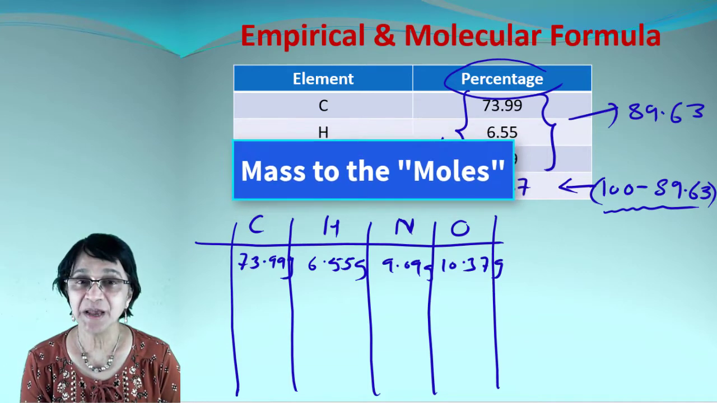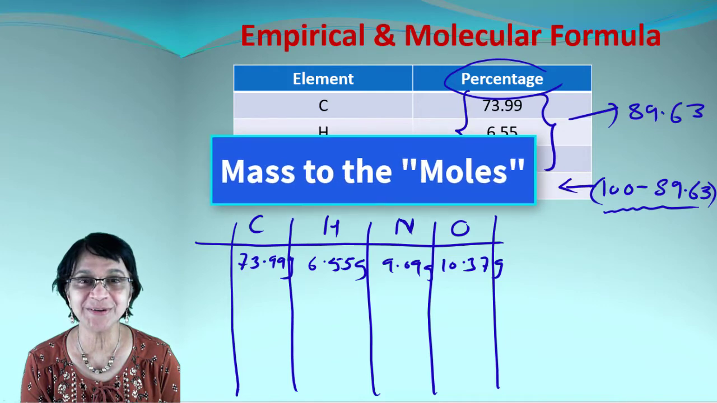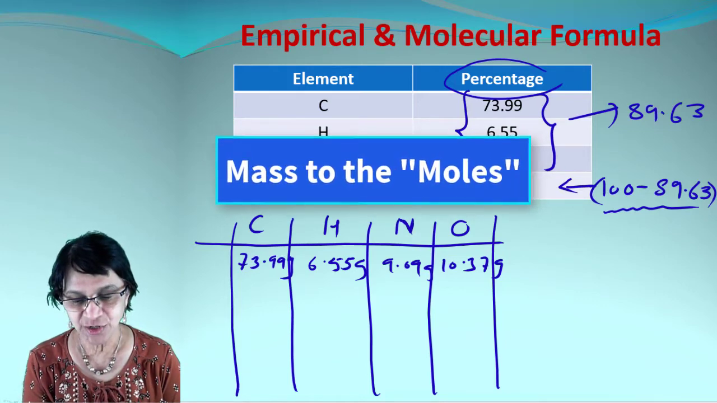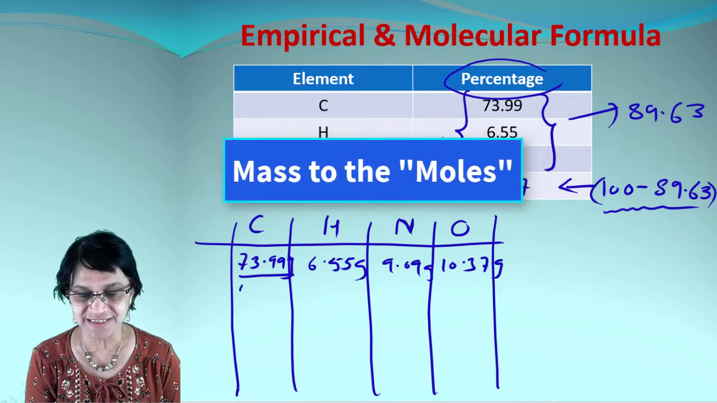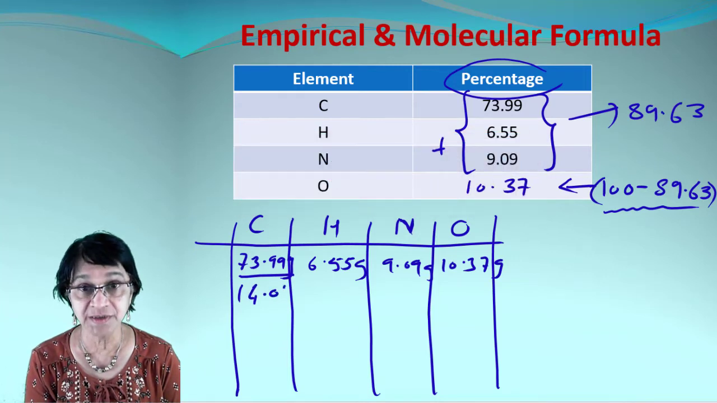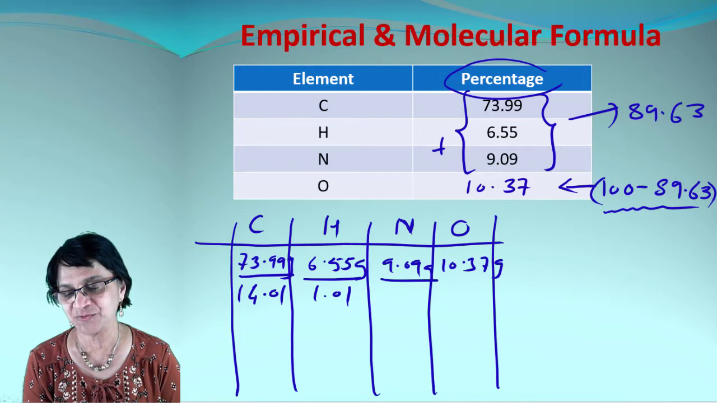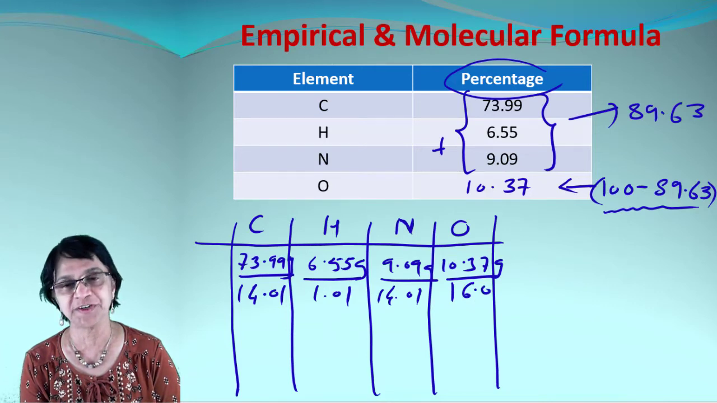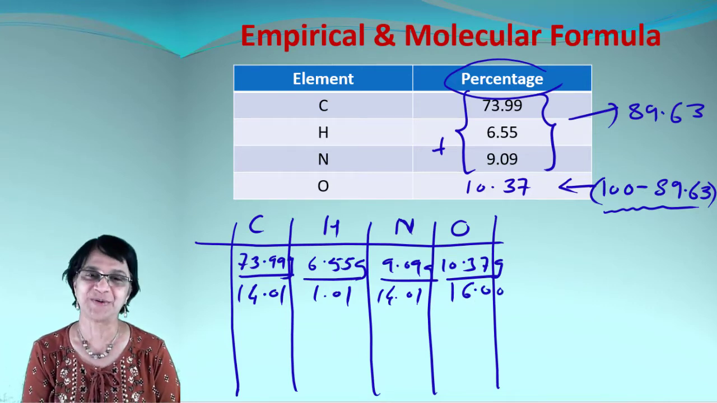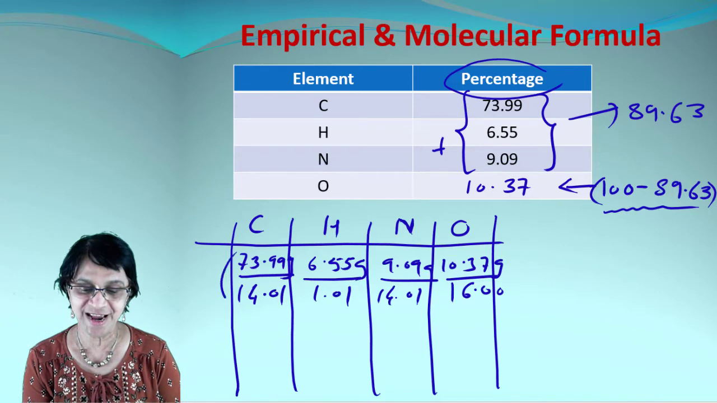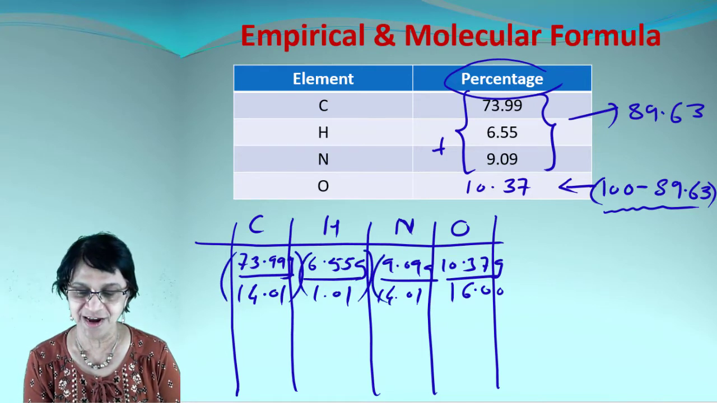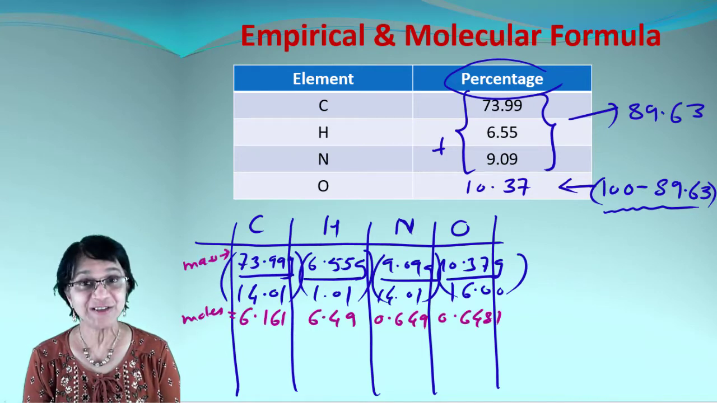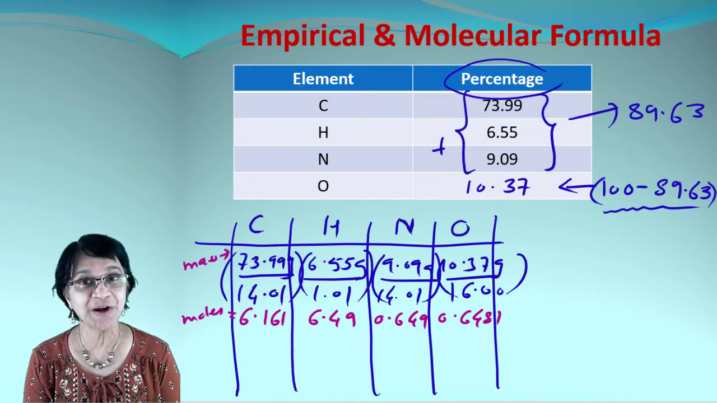The next step is mass to the moles. How do you do that? You divide by the molar mass. Molar mass for nitrogen is 14.01, and we have the values for carbon and hydrogen. And let's use a round figure for oxygen, 16.00. So what do we get when you divide these? There you go. Those are our moles.